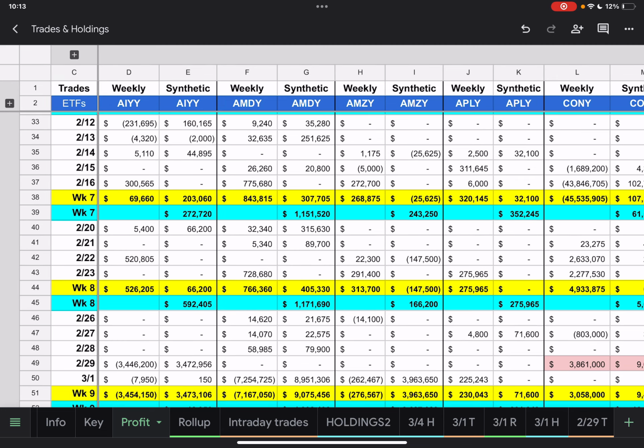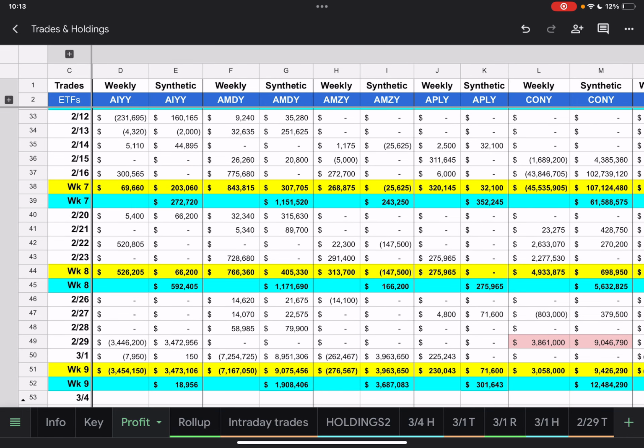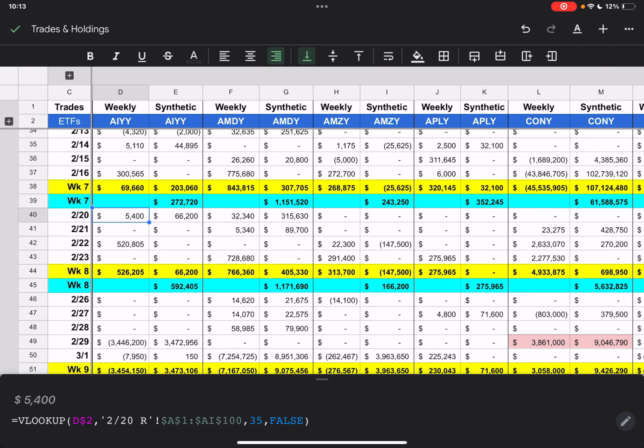But I'm going to zoom out here a little bit. And all this data is doing is going to those tabs and pulling the data that I had already showed you and putting it on here. So just an example here, I can click on this one, and this is going to my February 20th roll-up tab, and it's going to those columns. It's looking for that AIYY there, and then it's going to return the data that's in column 35 in this case.